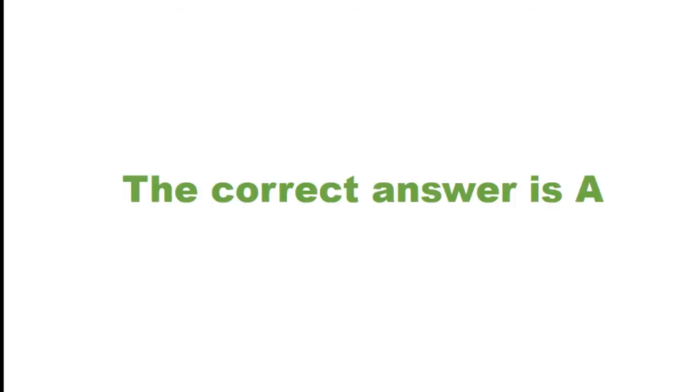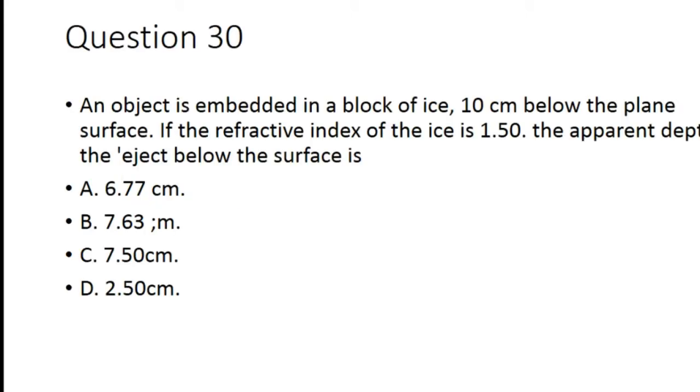6.67 cm. For us to calculate the apparent depth of the object, we use the formula AD equals to RD all over N. And our RD from the question we're given is 10. And our N is 1.5. So when we divide this through, we get 6.67 centimeter.